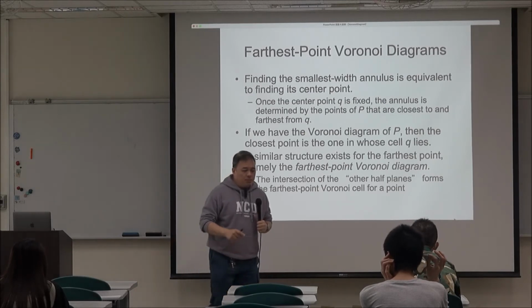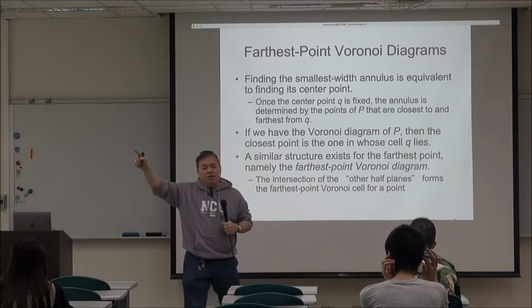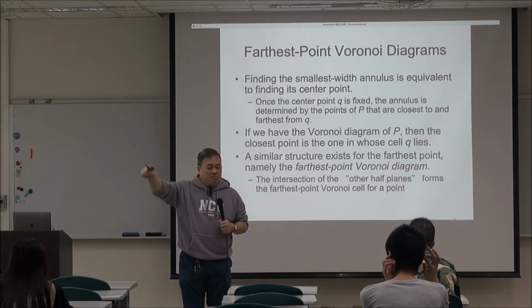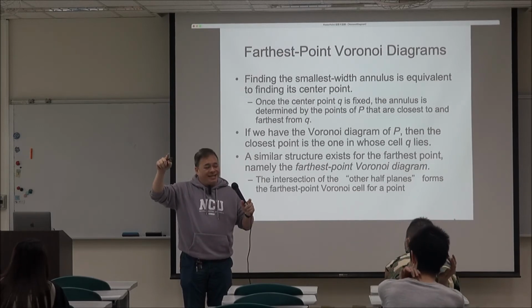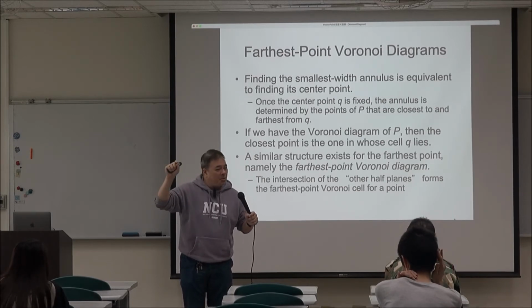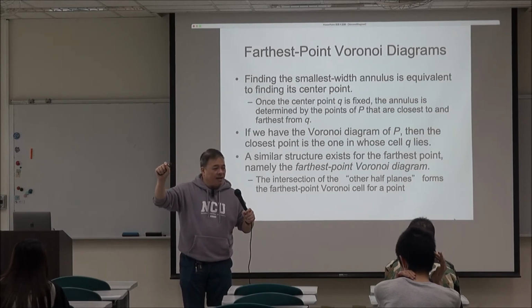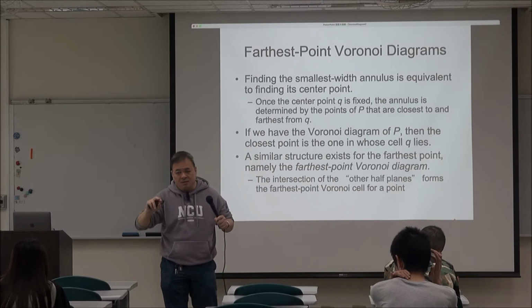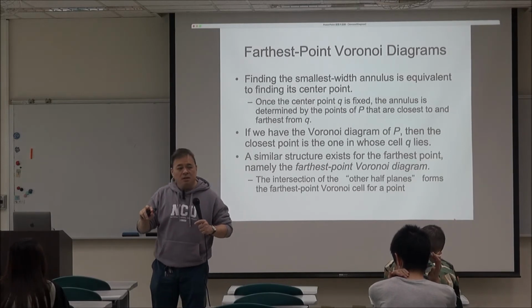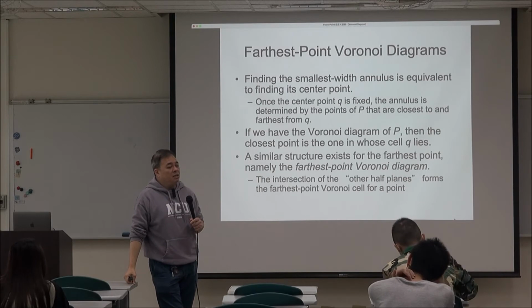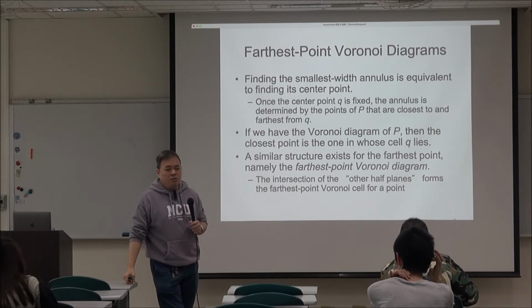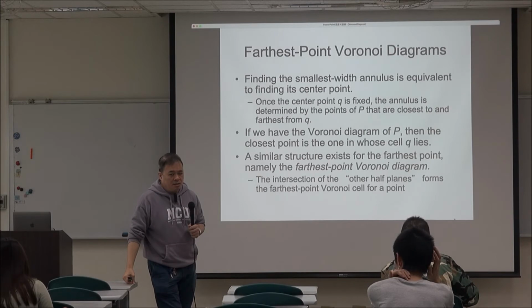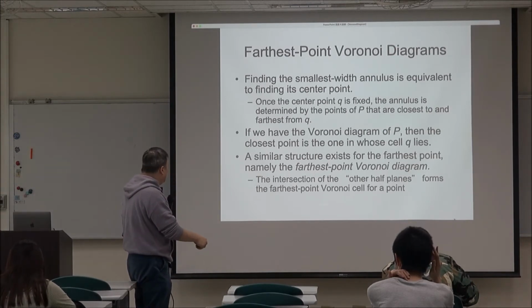A point in a cell belongs to a site if and only if that site is furthest from that point compared with any other site. So this is exactly the opposite of the regular Voronoi diagram, because in the regular Voronoi diagram, we consider the nearest site. Now we try to consider the furthest site. So this is very different.